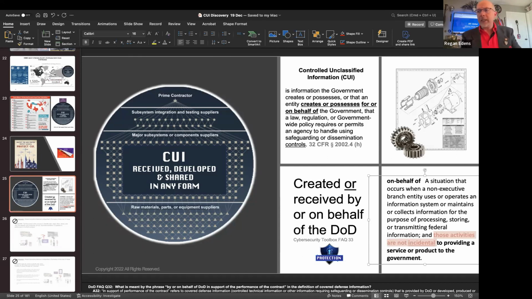Okay. So if I have that CUI and I'm doing performance of the contract, Reagan's social security number, and I'm sending it to the DoD for clearance or whatnot, then that CUI has to be marked. If I'm not performing for the contract, I'm just building something in performance of the contract, then that social security number is incidental to the performance of the contract and is not required to be marked. Okay.